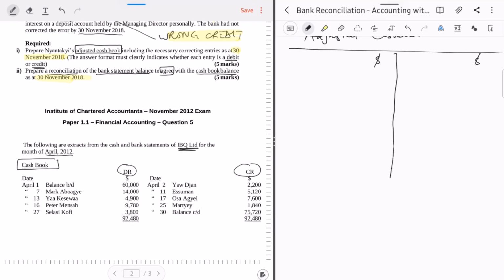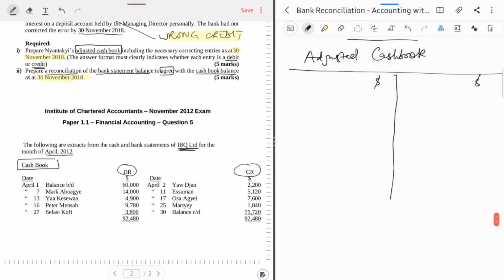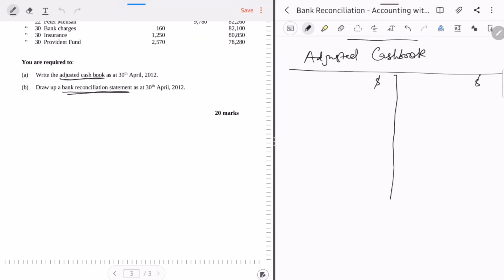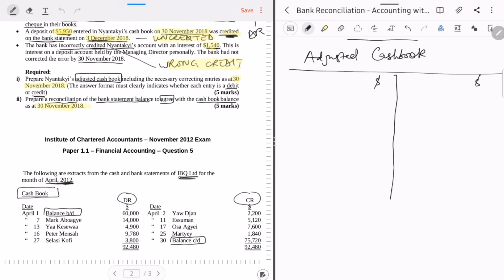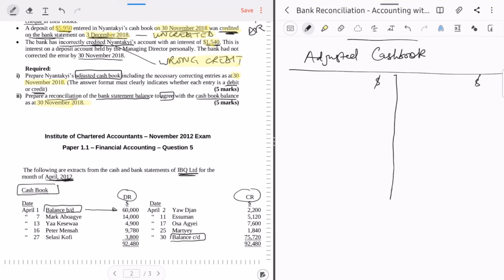So let's start. As usual, the first thing we need is the balance on the adjusted cash book. And please take note, you are given two balances here. You are given the balance brought down. You are given the balance carried down. In accounting, remember that this is April 2012. What does the question say? They want it also as April 2012. So it means that it's the closing balance that we are trying to adjust. If you pick this opening balance of 60,000, what you've done is you are now going back to what the closing was in the month of March, which is wrong. So please, it's our balance carried down of 75,720 that we'll pick.